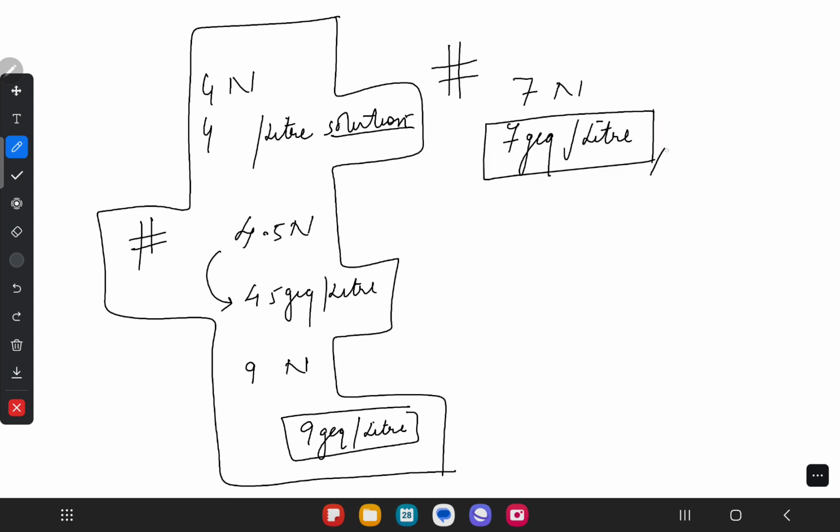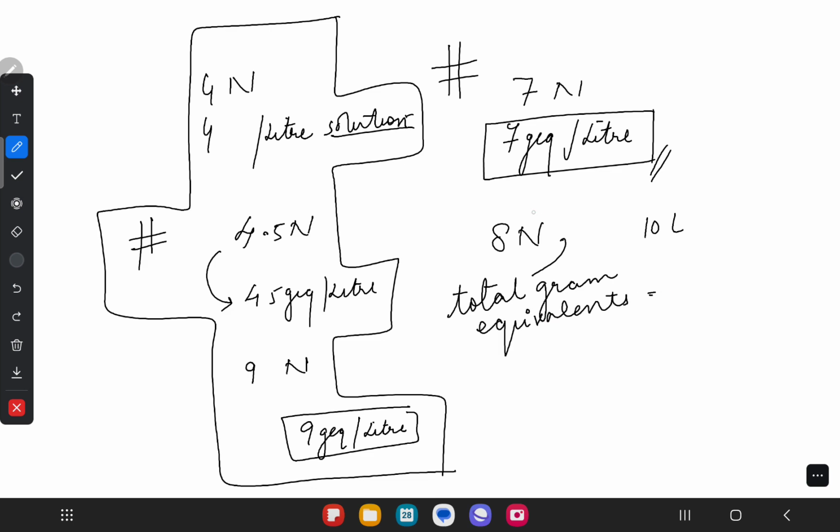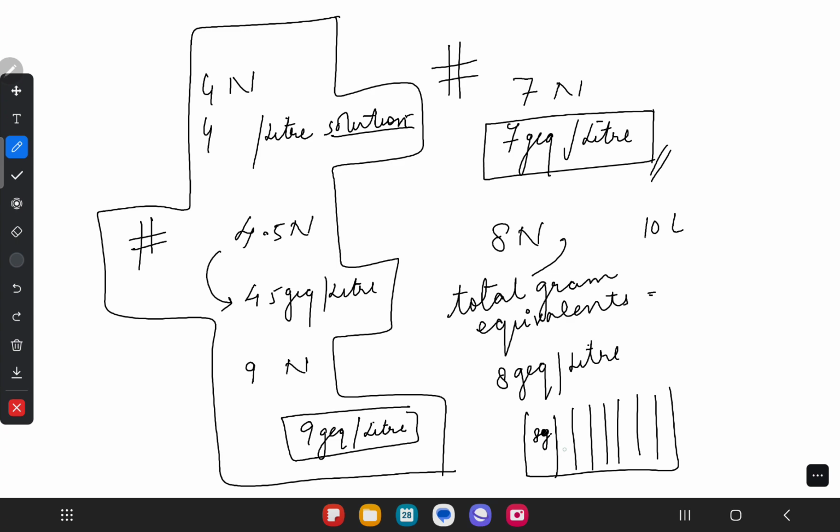Are you understanding my point? Yes. So if I say I have an 8 normal solution, and I have 10 liters of such a solution, how many total gram equivalents do I have? 10 over 8? You said 8 normality would mean 8 gram equivalents per liter. In 1 liter, I have 8 gram equivalents, and I have 10 liters. So 80 total gram equivalents.